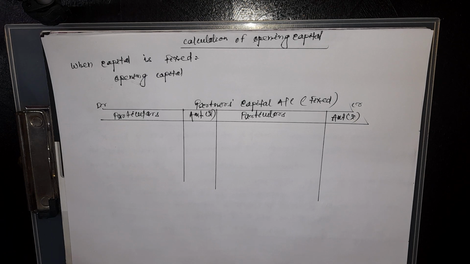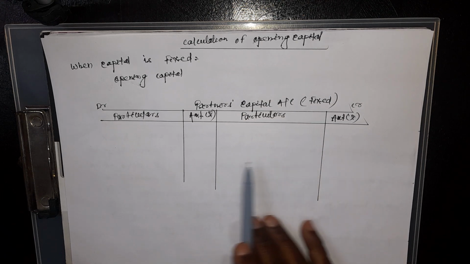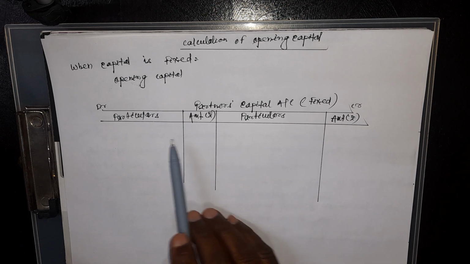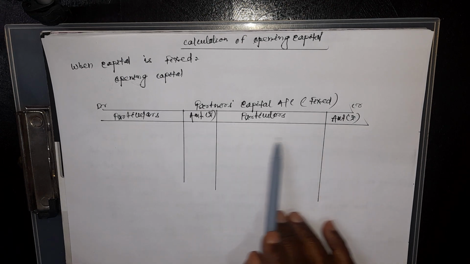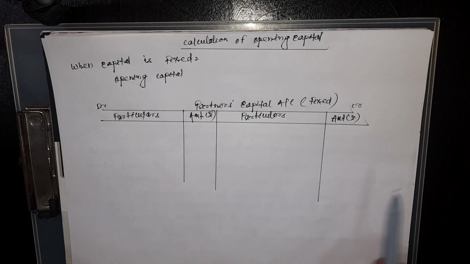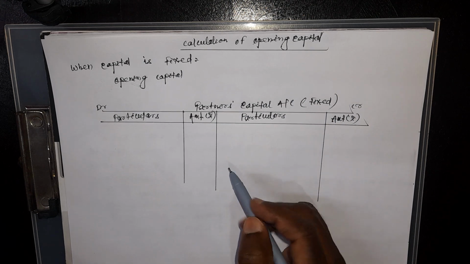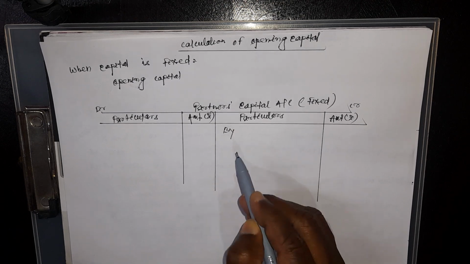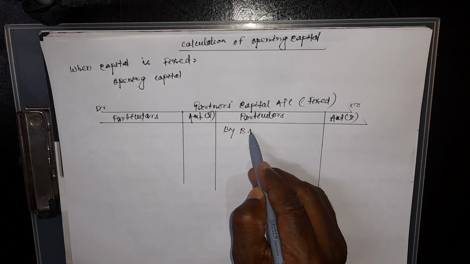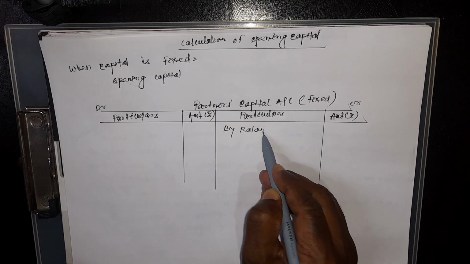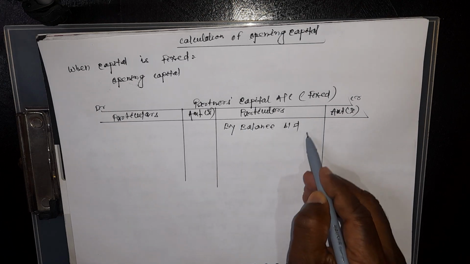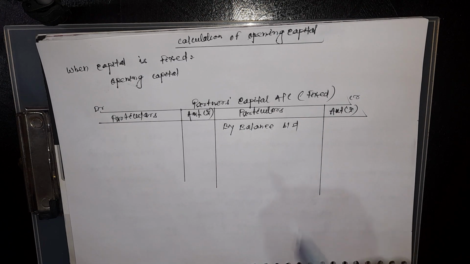Before writing the formula, let me explain how to derive it. In the last video I told you how to write the partner's capital account, so let me explain again. First, on the credit side, we generally write by opening capital, by balance b/d. This is opening capital, but it will not be given. You have to calculate it.